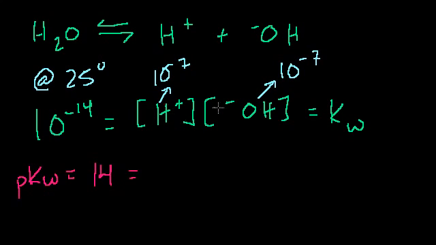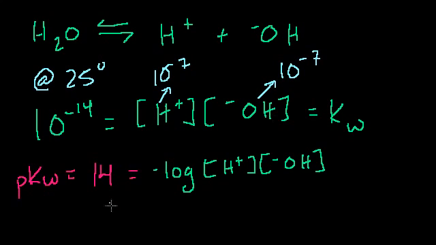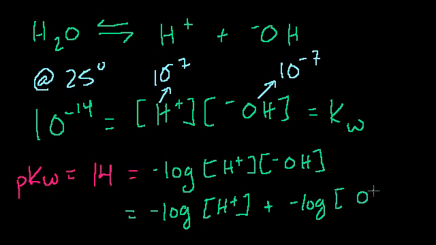and that is equal to, well, if I take the negative log of this side right here, let me do that. This is just logarithm properties. This is more math than chemistry. So the log of H plus times OH minus, our hydroxide ion. That's the same thing, just logarithm properties. This is the same thing as minus log of H plus, plus the minus log of OH minus.